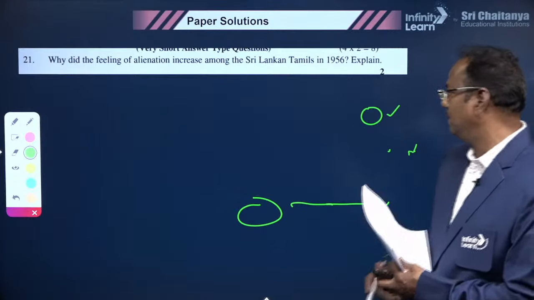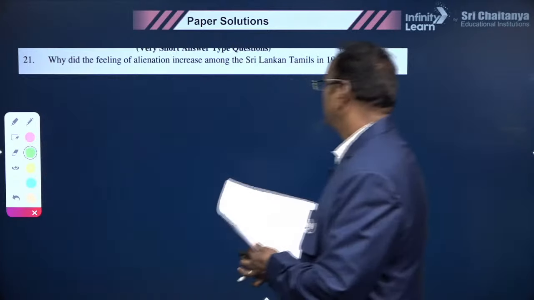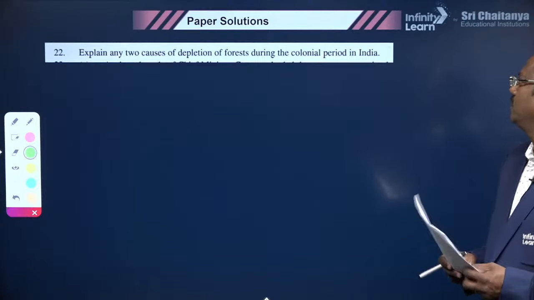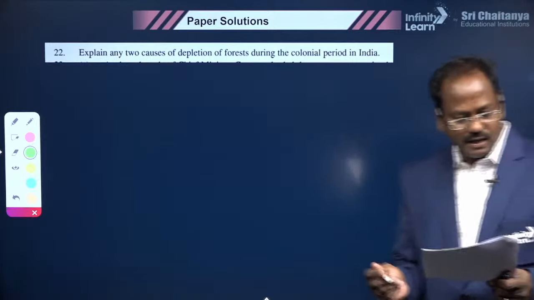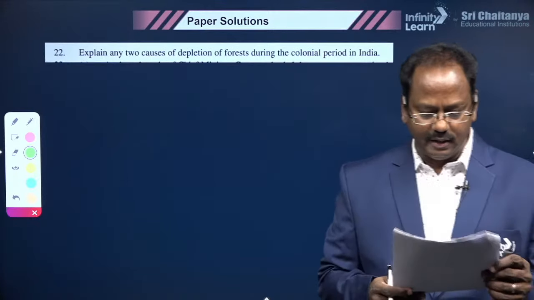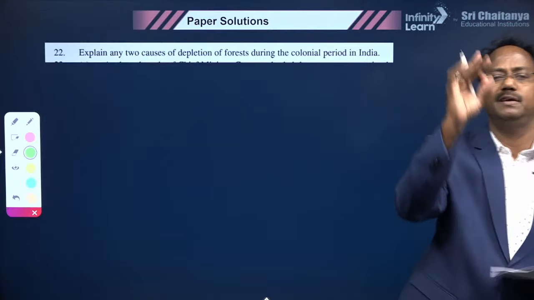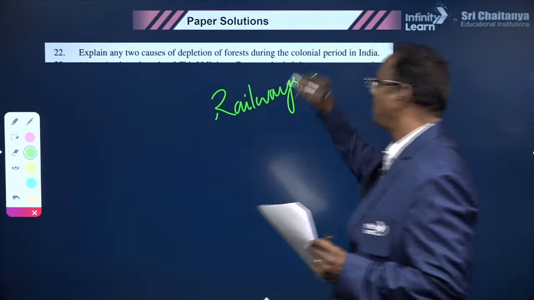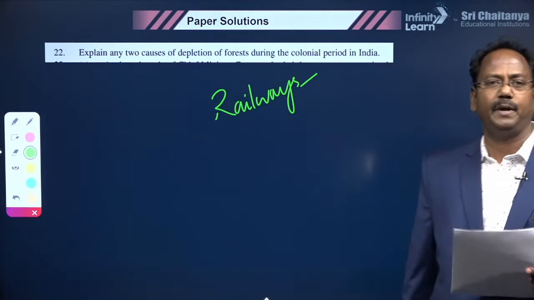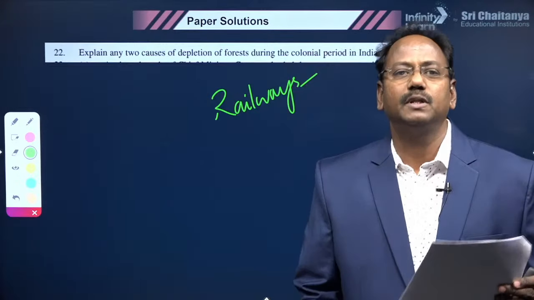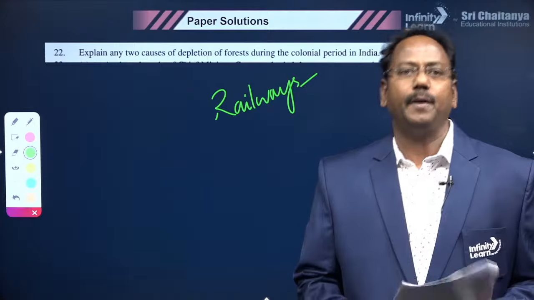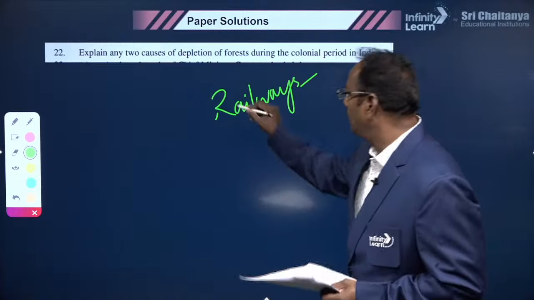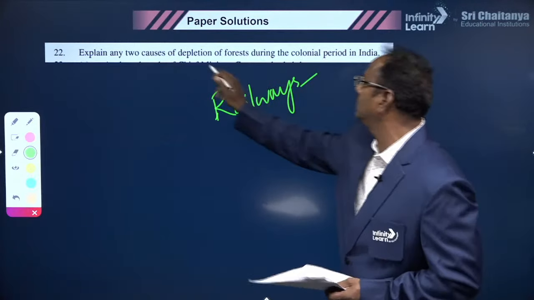And the next question is question number 22, a 2-mark question: explain any two causes of depletion of forest during the colonial period in India. In India, if you see the depletion of forest areas, the expansion of railways is the most important one. The railways were expanded by the British, not for the development of India, as we all know very well. It was for the trade ends of the British, for better trade and better control of different regions. Mostly for trade, the railways were expanded, which is one of the most important reasons for the depletion of forests in India.